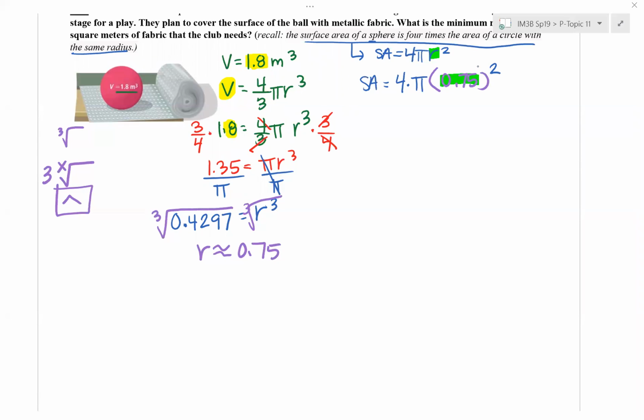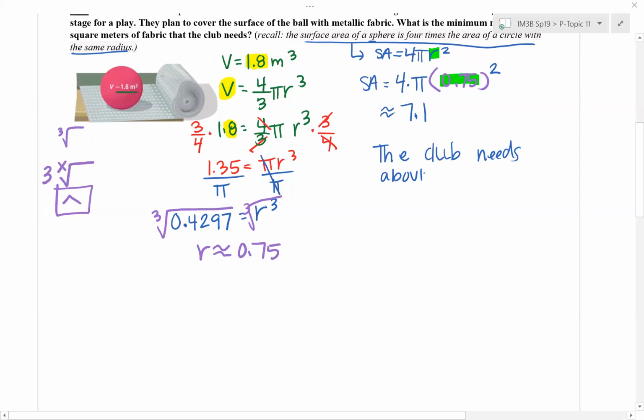And so I have all numbers on the right-hand side, so I can just plug that into my calculator. And so I'm calculating out 4 times pi times 0.75 squared, which gives me about 7.1. And so remember, we're talking about fabric, so this means that the club needs about 7.1 square feet of fabric.